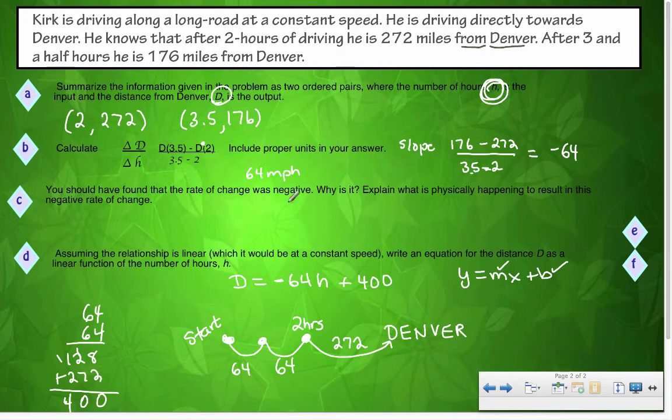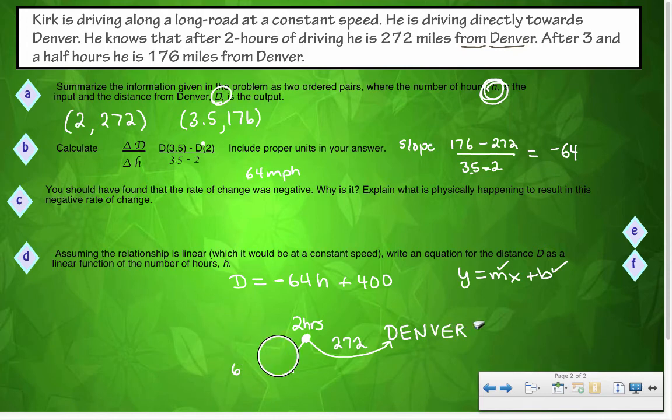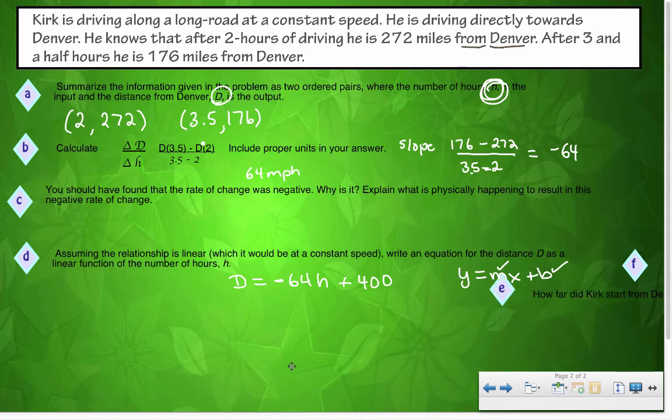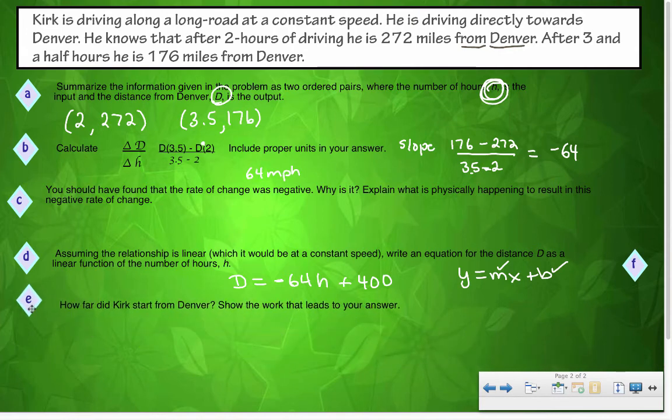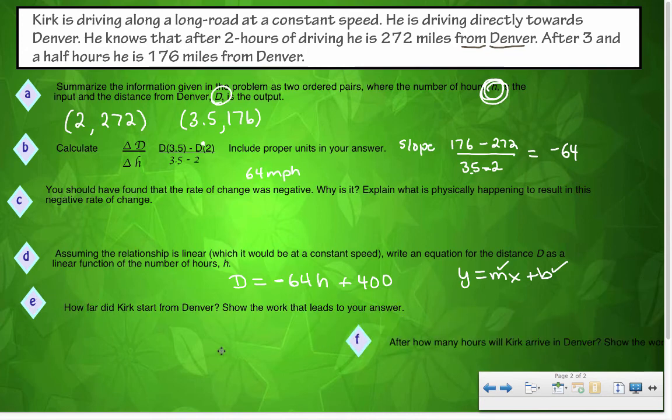So there is my equation. All right, so that's why I told you this one was a little tricky, because we had to figure out our slope. Sorry, not our slope, our y-intercept. We had to do a little bit of common sense and a little bit of drawing some funky pictures to figure it out, but we did it. And that was the answer to question E. How far was he from Denver? Show the work that leads to your answer. Well, that's the work we just erased. He's 400 miles from Denver.